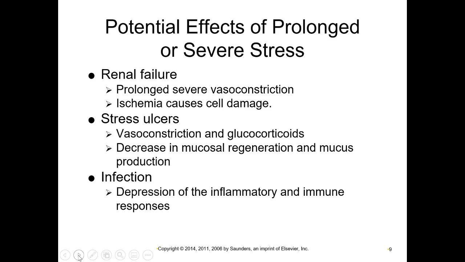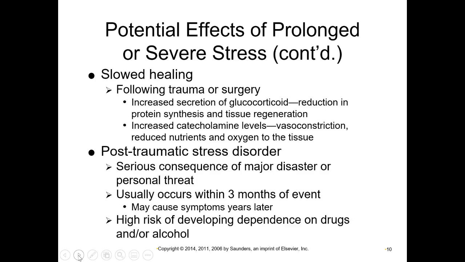Side effects of prolonged or severe stress: we saw the renal failure, the vasoconstriction that is happening there, and ischemia that causes the cell damage. Stress ulcers from the vasoconstriction and the glucocorticoids that are being released. Decrease in mucosal regeneration and mucus production. Everything dries up, doesn't it? Infection, depression of the inflammatory immune response. We really already said all of these things.